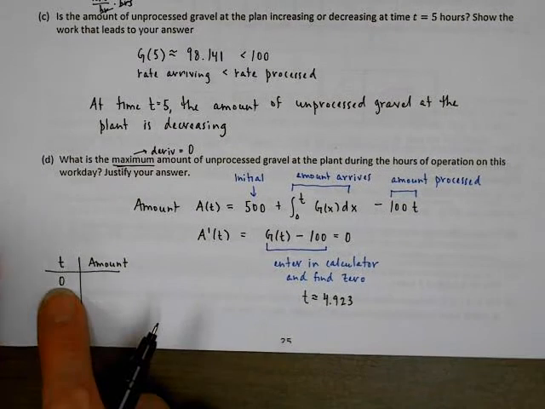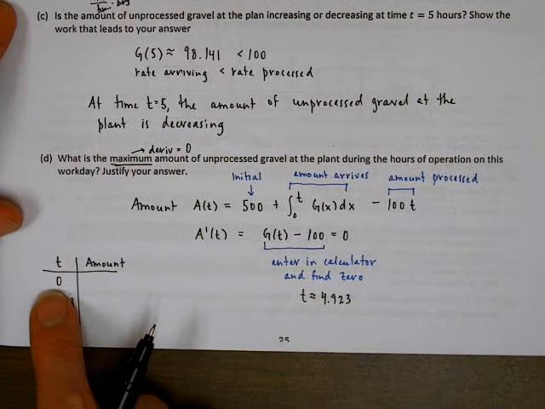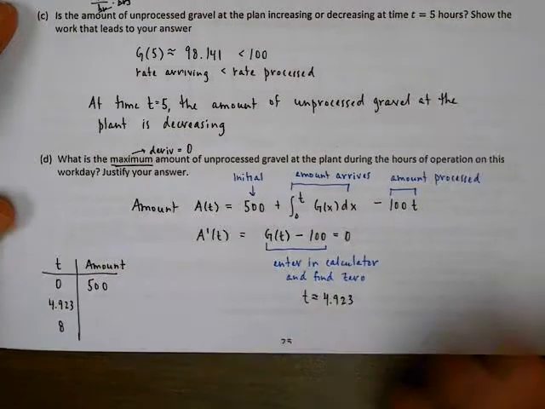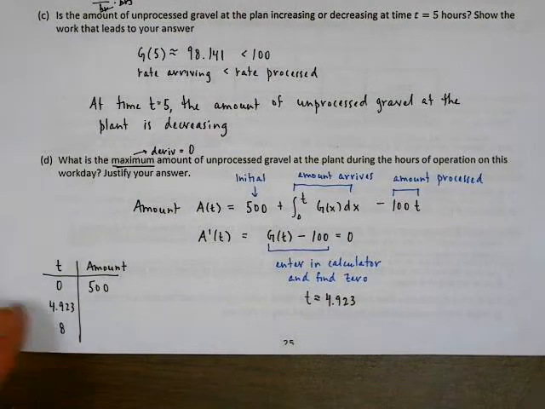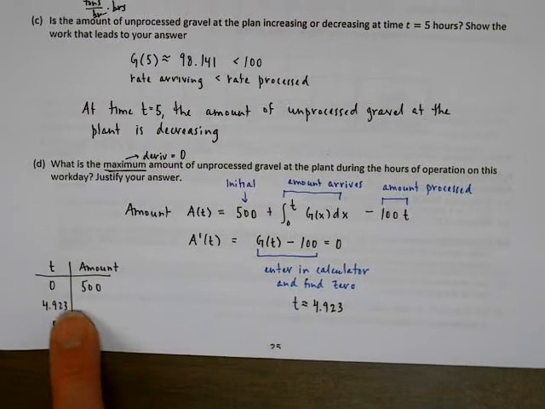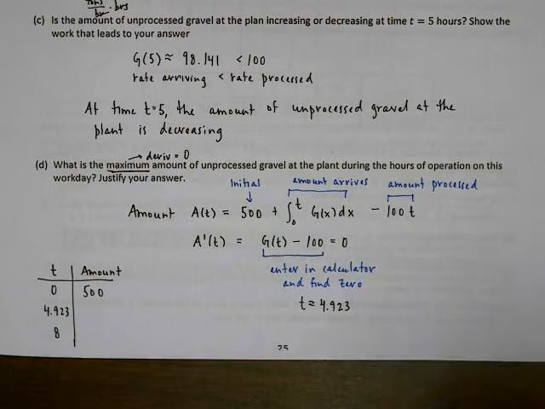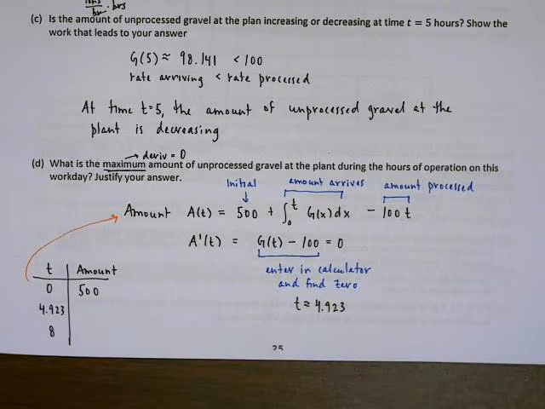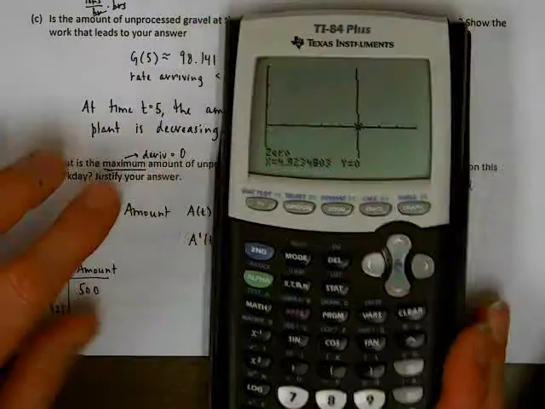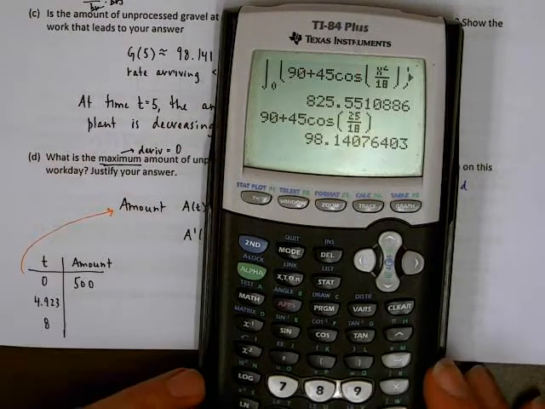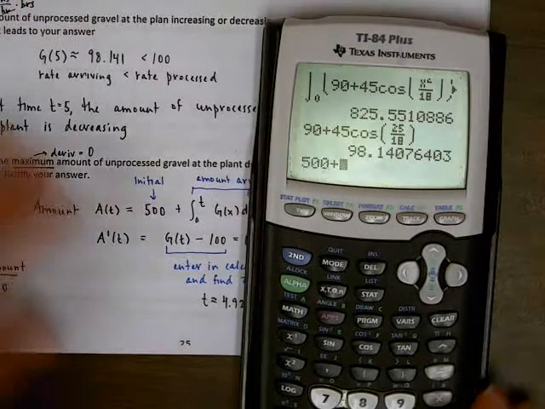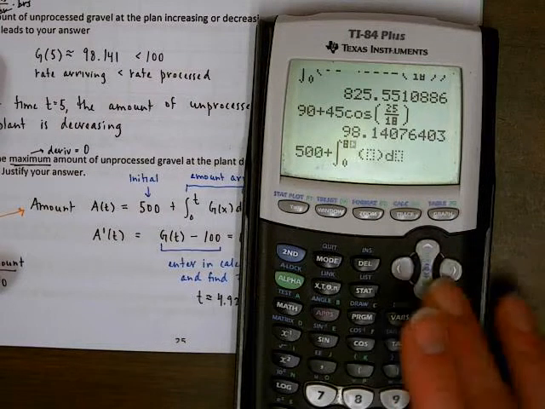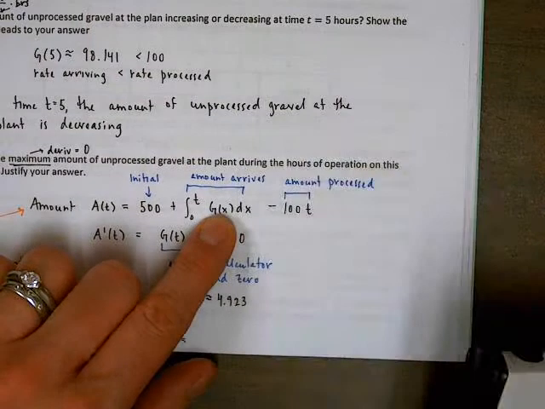Well, 0 is easy because we know that was our initial amount. At time 0, it told us that there were 500 tons of unprocessed gravel. So now we just have to figure out our other two values. So to find the amount, I'm going to plug those values of t into this function here. So I'm going to go to my calculator and I'm going to do, let's see, my amount was 500 plus math 9, my integral from 0 to 8 of my rate in.